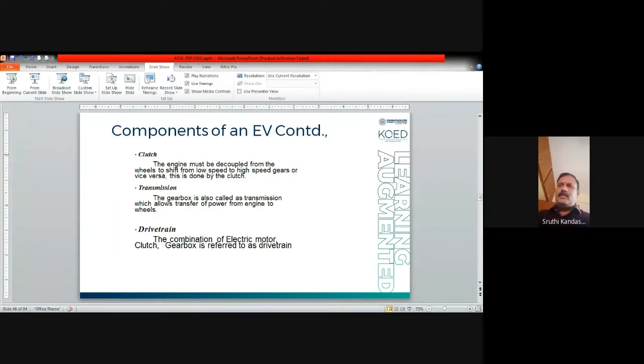So the next component is the transmission. The gearbox is also called a transmission, which allows the transfer of power from the engine to the wheels. Next one is the drivetrain. The combination of electric motor, clutch and gearbox is referred to as a drivetrain.